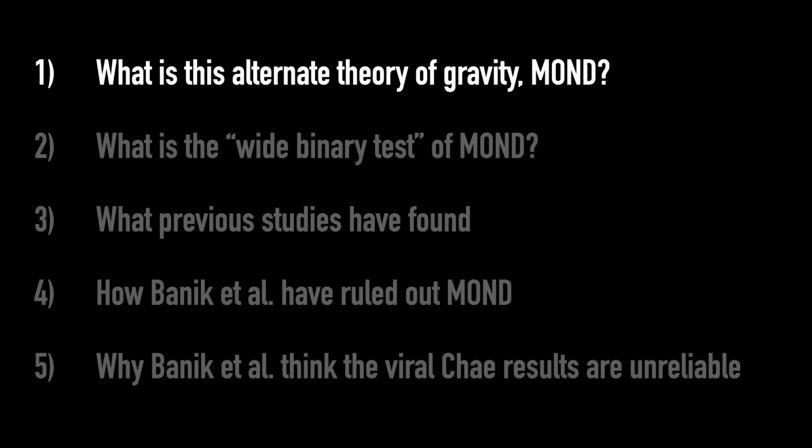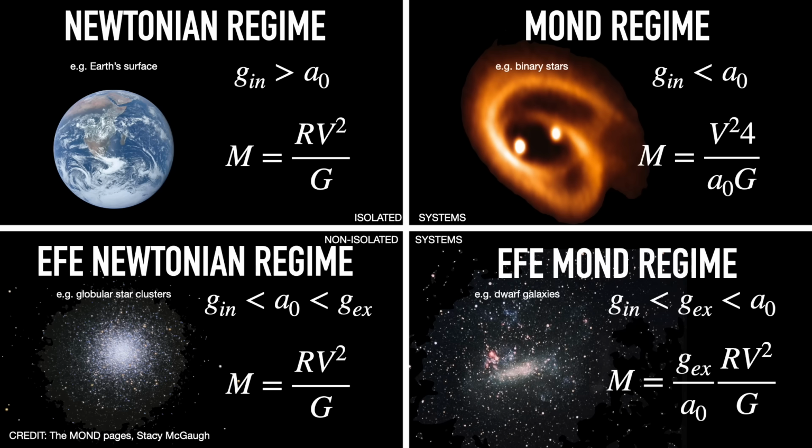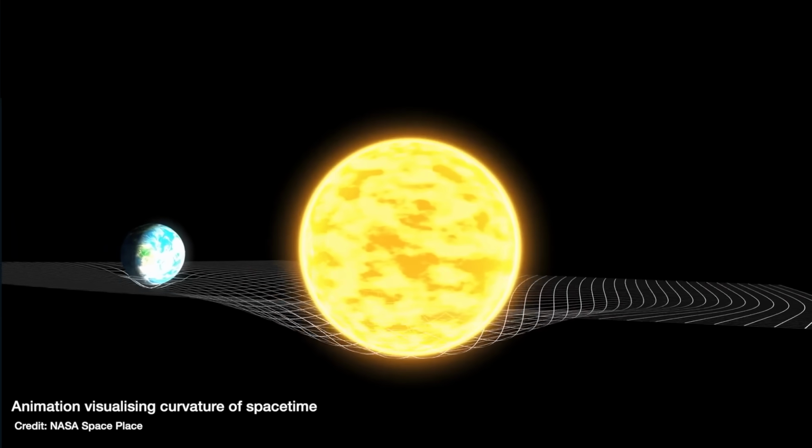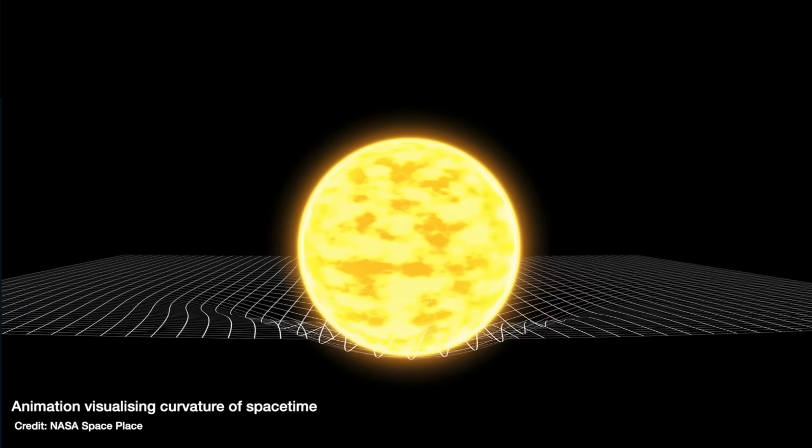But let's dive in now, first of all, with a recap on what actually is MOND. Well, it stands for Modified Newtonian Dynamics. Essentially taking Newton's equations for gravity, the ones that we all learn in high school, and tweaking them just slightly for objects that have very small accelerations due to gravity. It is classed as an alternate theory of gravity because it is currently not the most widely accepted theory. That falls to Einstein's theory of general relativity, which says that gravity is caused by mass curving space itself.